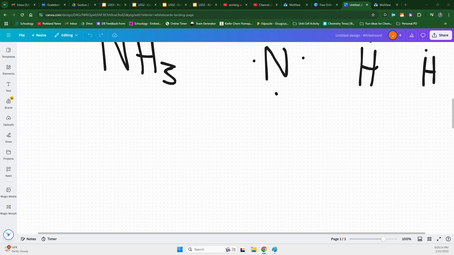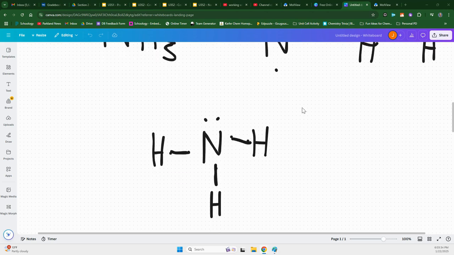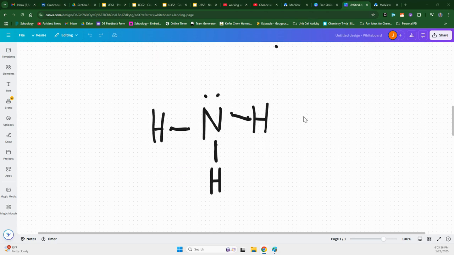So N, I'll put in the center, and I'll put its structure on the outside. And I will just simply line up my hydrogens so that their single electrons face the nitrogen. Finally, I'll connect my single electrons with bonds, and that is really it for that nitrogen and 3 hydrogens. Notice that that pair of electrons on the top remains in the final structure.